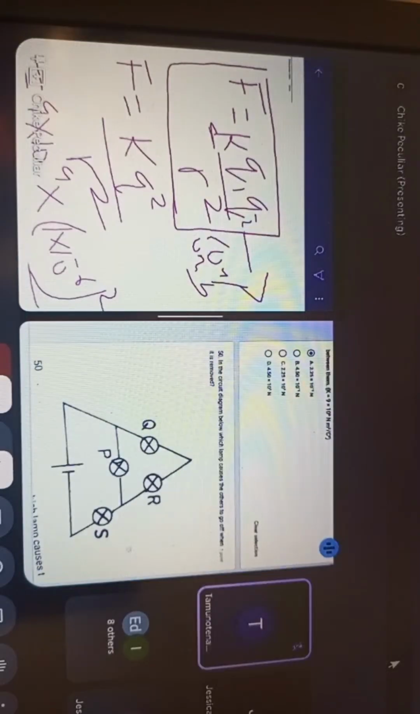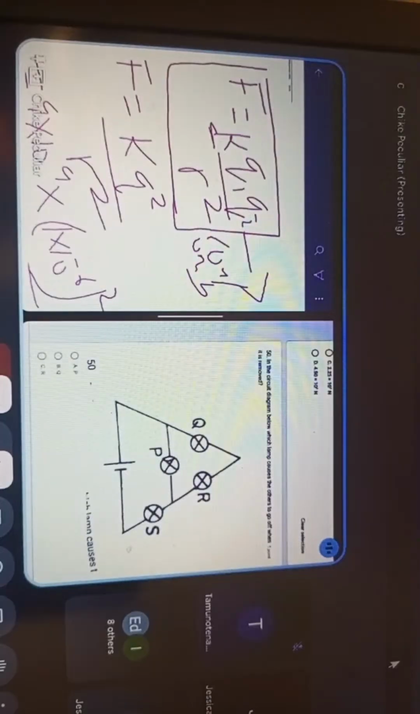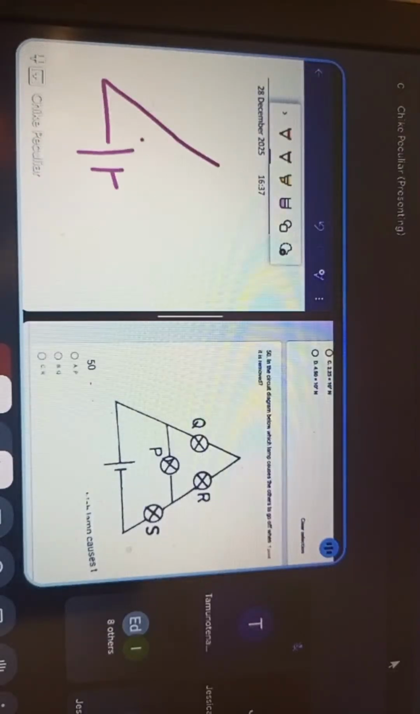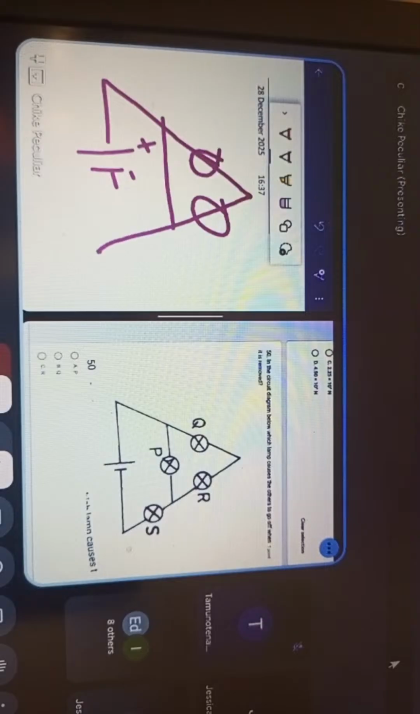Yes, sir. Alright. So question 50 says, in the circuit below, which lamp causes the other to go off? Oh yeah, I remember this. This is a 2024 question, right? So which of these bulbs causes the others to go off? Now, in electricity, the convention is that electricity moves from positive to negative. So that means in this lamp, let me just mark them. In this lamp, electricity is going to flow this way. Now, they say which of these, if it breaks, will cause the other to go off. Now, let's look at Q. This is lamp Q. This is lamp R. This is lamp P. And this is lamp S.